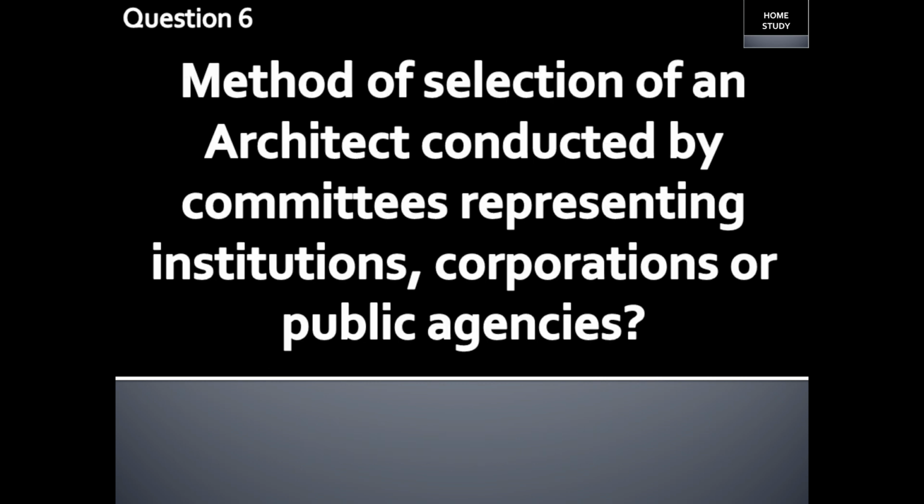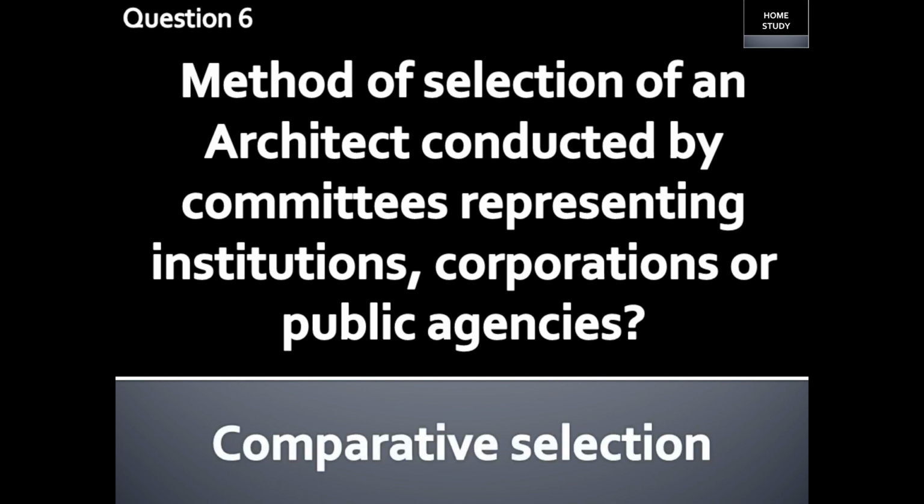Question number 6. Method of selection of an architect conducted by committees representing institutions, corporations, or public agencies. Answer. Comparative selection.